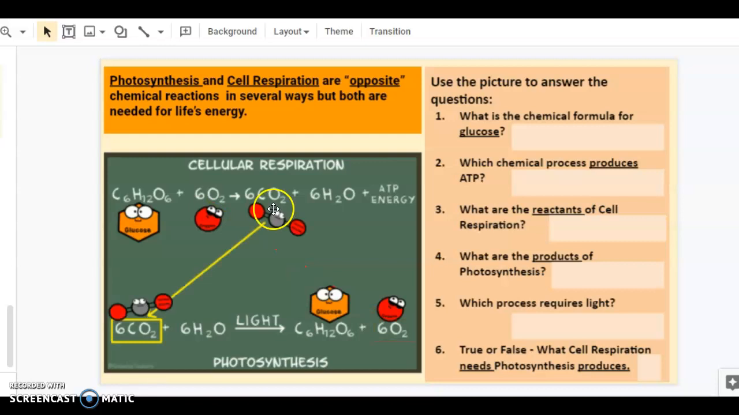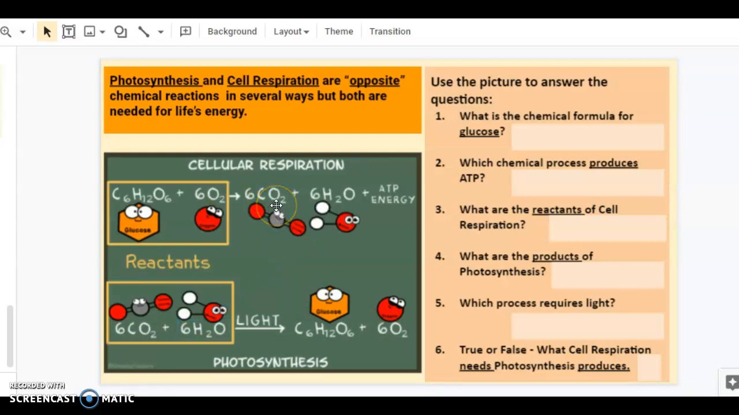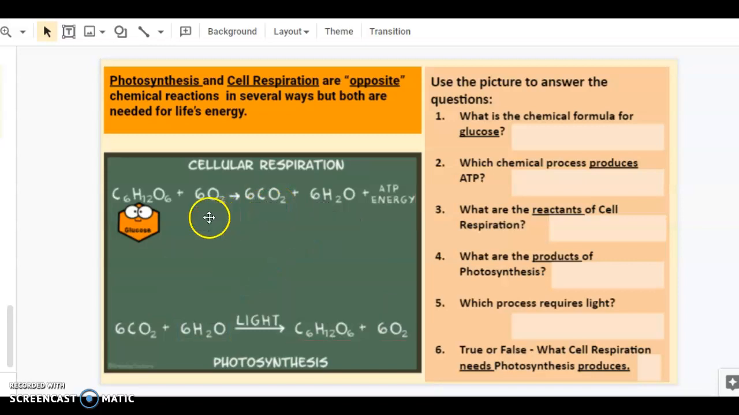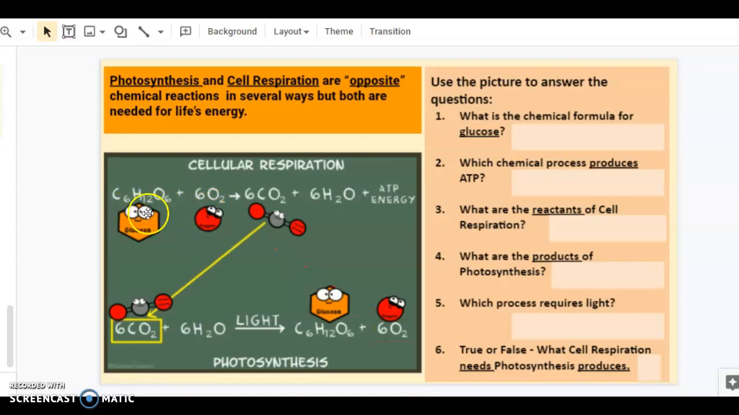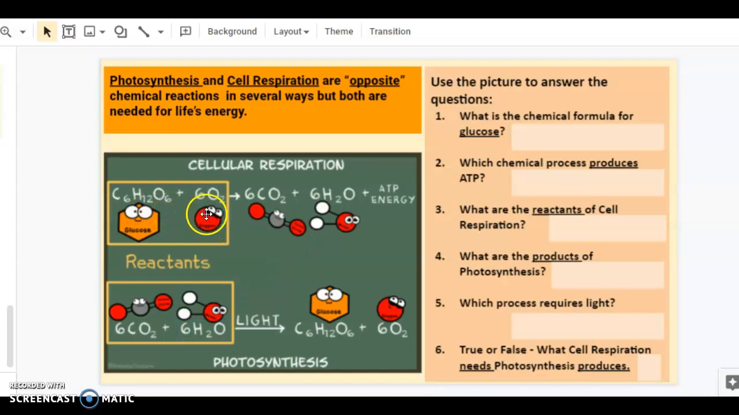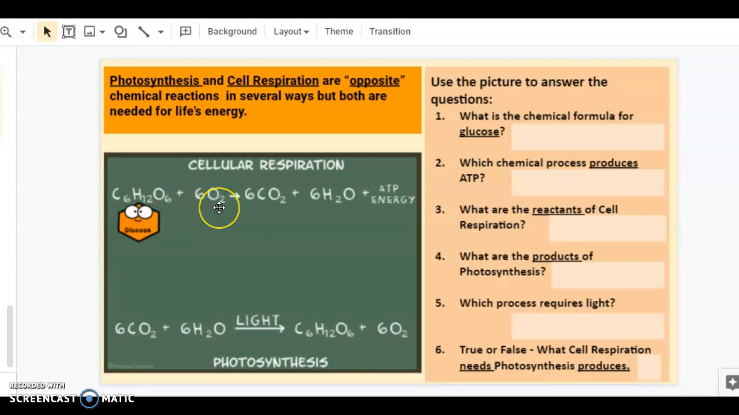Chemical formulas look a little complicated, but they're really just telling you what atoms are present and in what amounts. So the two reactants here for respiration, glucose, C6H12O6, and oxygen, give us 6 carbons, 12 hydrogens, 6 oxygens, and 6 molecules with 2 oxygen atoms each, so a total of 12 oxygen. Hopefully that helps to explain the chemical formulas.